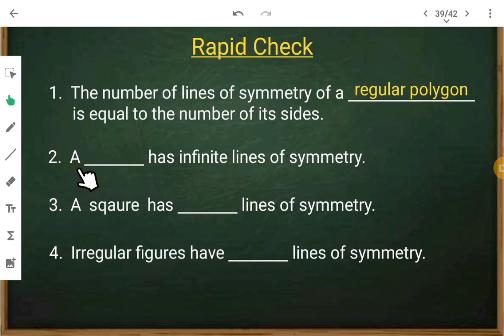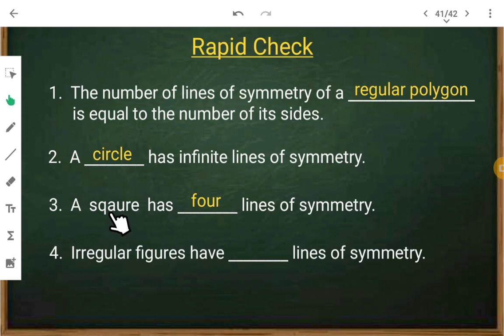Okay? The next one. A dash has infinite lines of symmetry. Which one has infinite lines of symmetry? Circle. A square has dash lines of symmetry. A square is a regular polygon which has 4 sides. How many lines of symmetry? 4 lines of symmetry.